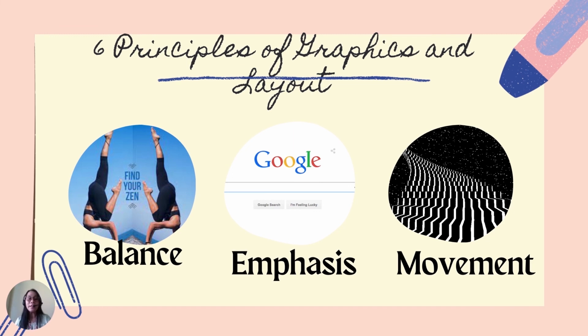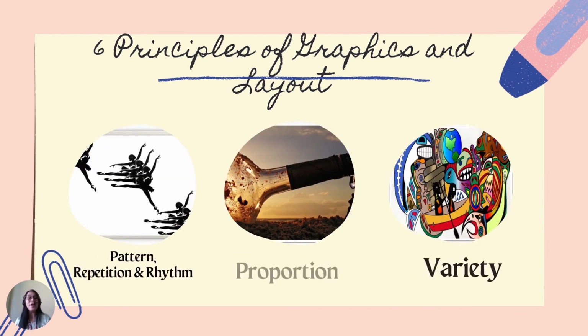The first principles are balance, emphasis, and movement. Balance is evenly distributed on the screen. Emphasis is something that could catch the viewer's attention. The third one is movement, something that could guide our eyes around the screen. Okay, so those are the first three. Now another set of three principles of graphics and layout: pattern, repetition, and rhythm.